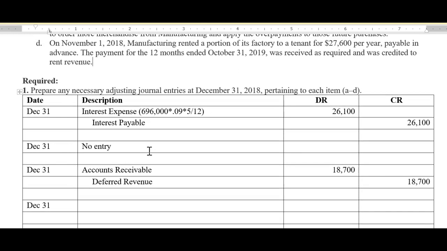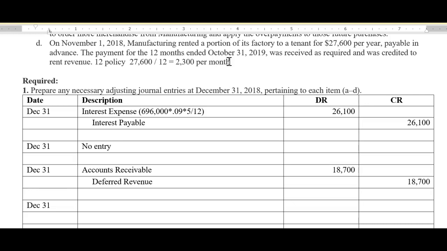First, we have to understand that not all of that is rent revenue. This is a 12-month policy. Portions of this have not yet been earned. So what we need to do is take that $27,600 and divide it by 12. What that would give us is $2,300 per month.